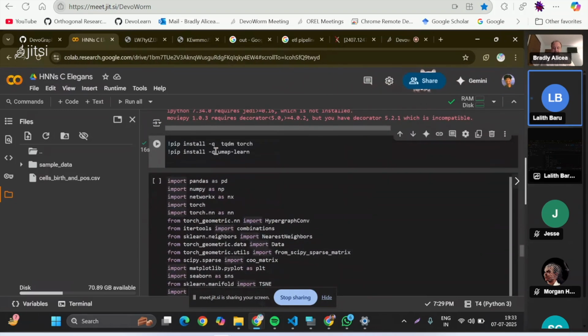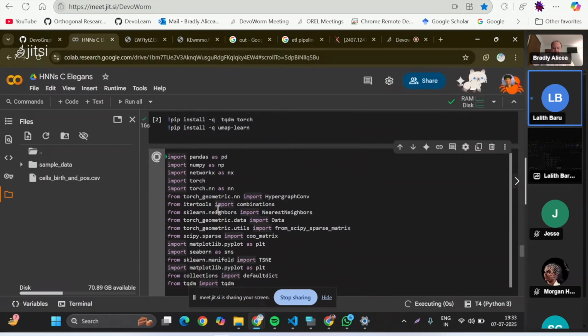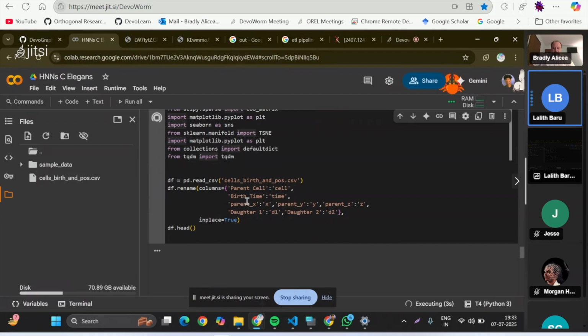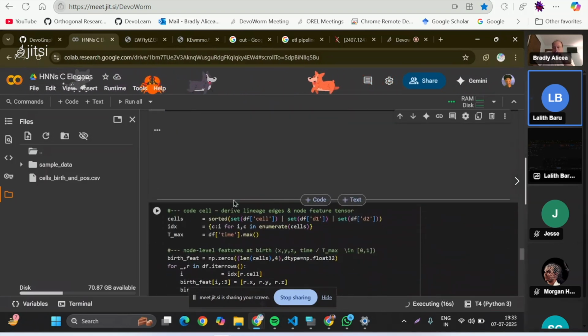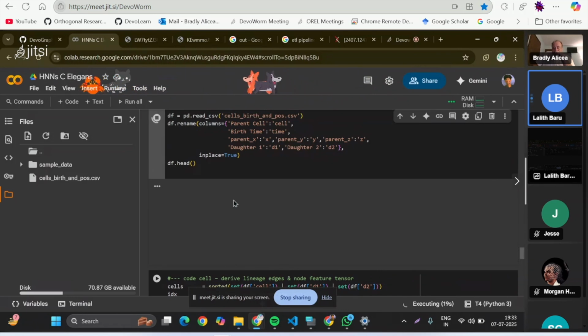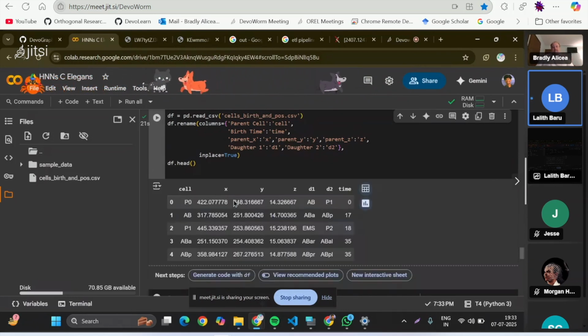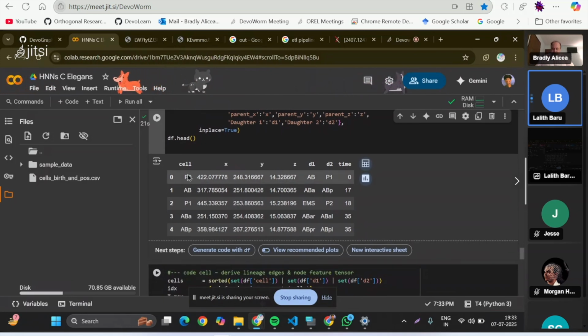So these are the basic dependencies and networks. I have taken this cell birth and position dataset because the temporal one is quite long, so this could be shorter and I will be able to acquire the information from it. Today I've decided to run the results and show how this network is able to understand. We have the cell parent information, the XYZ coordinates, and also daughter 1 and daughter 2, how the parent has been split at the given time point.